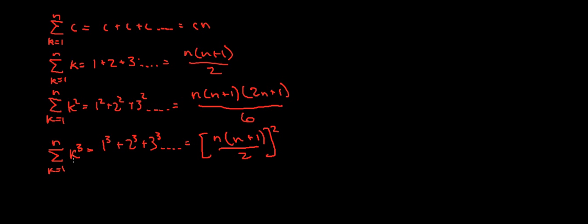I'm sure there are others that people have managed to figure out, but like I said, they are a lot less important now because you don't need them when you have a computer. K cubed, 1 cubed, 2 cubed, 3 cubed, is n times n plus 1 over 2, whole thing squared. So those are just a few basic formulas.